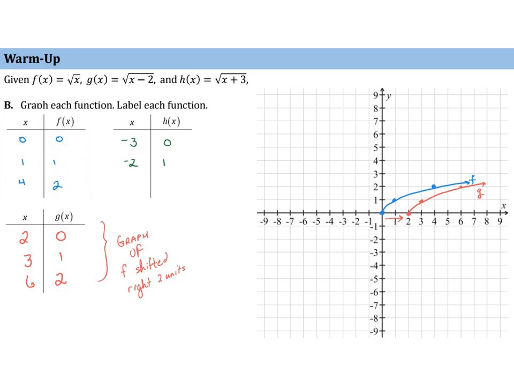Take the square root. And then lastly, if we want to take the square root of 4, we're going to have to use x equals 1, and that will give us the square root of 4, which is 2. So if x equals negative 3, we get 0. If x equals negative 2, we get 1. And if x equals 1, we get 2. And so there is the graph of h. This is the graph of f shifted left 3 units.